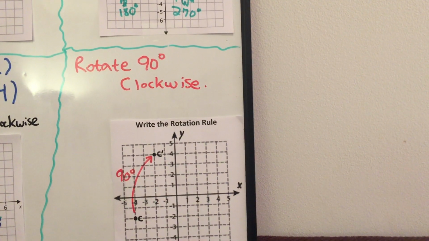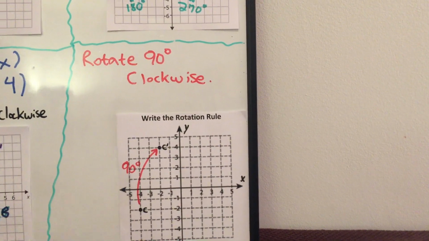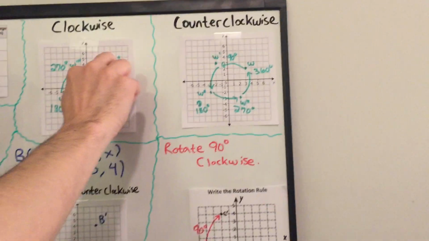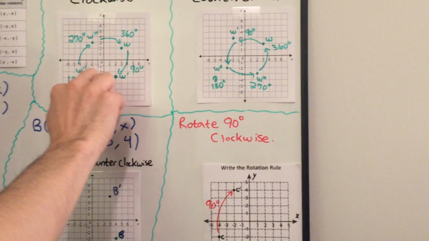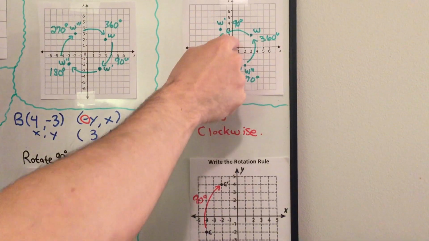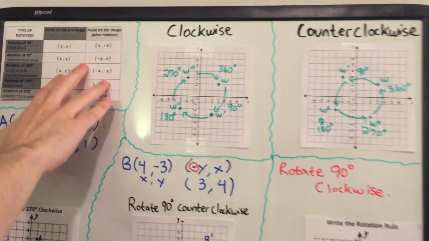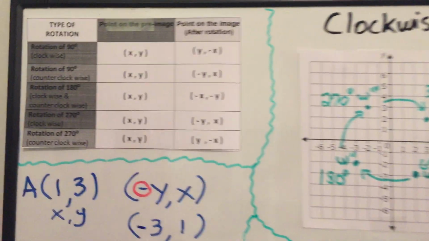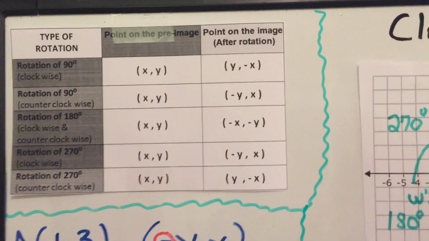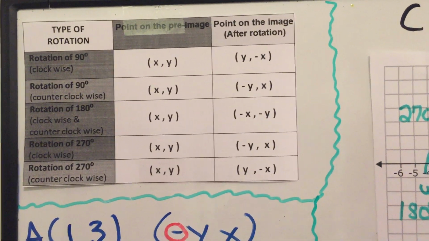Again, just a couple last minute reminders. Remember, clockwise goes around the way a second hand moves on a clock. Counterclockwise goes the opposite way. And then use these formulas. These formulas are to make your life so much easier when it comes to rotations.